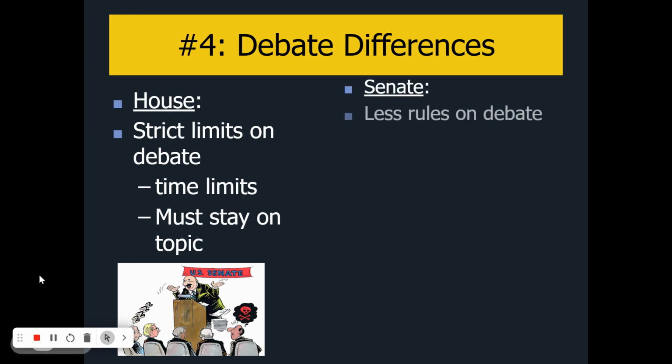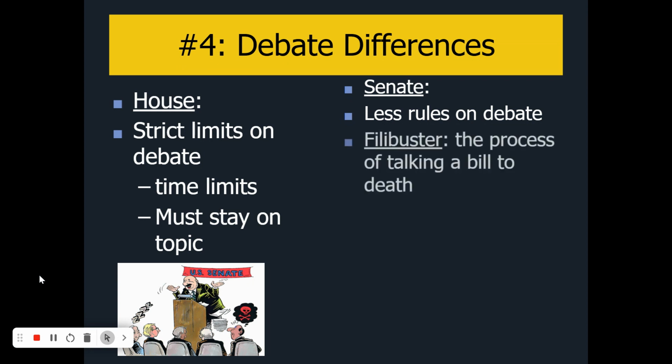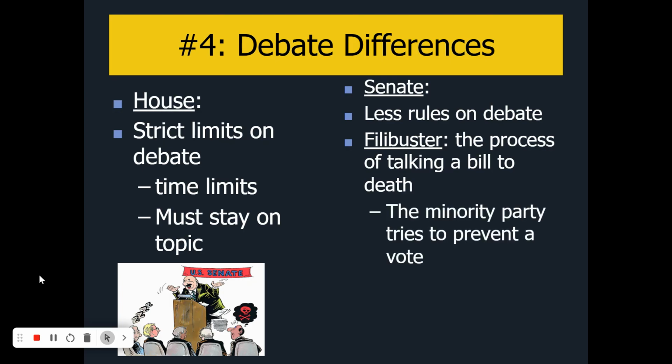The Senate's very different. There are definitely fewer rules on debate because they have fewer members. There's only 100 senators. So there is something in the debate, one of the wackier parts of our government, called the filibuster. This is the process of what's called talking a bill to death. Basically, whatever party is the minority party, there's less of you than the other party, you prevent the majority party from voting on a bill by simply talking. You're not going to allow them to actually vote because you won't give up the floor to allow them to actually call for a vote.